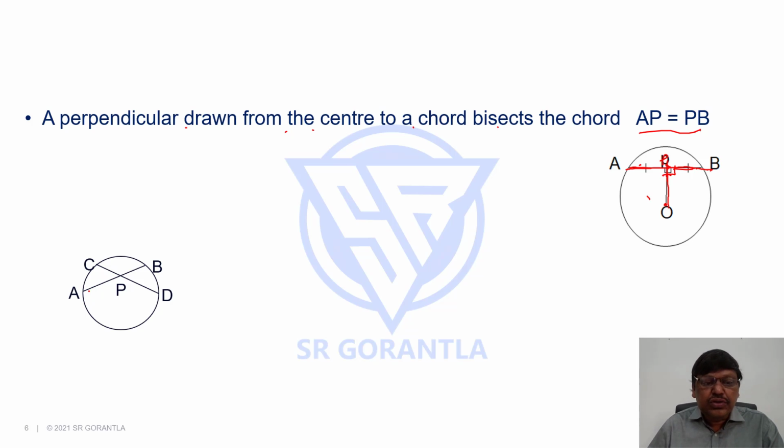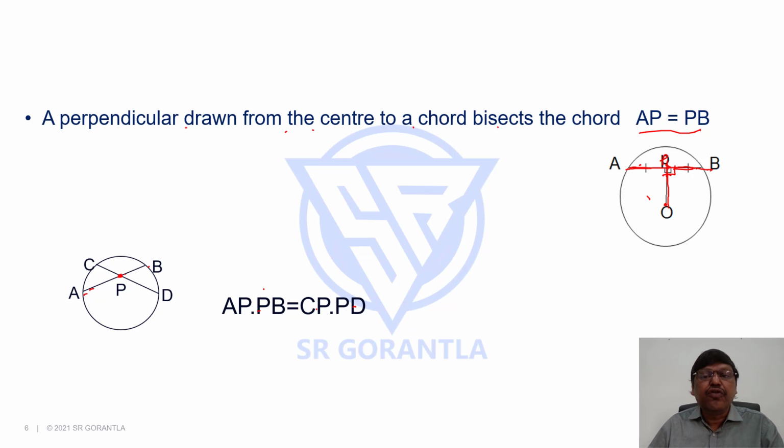Next, what do two chords do to each other? When the two chords intersect at a point P, AP into PB equals CP into PD.